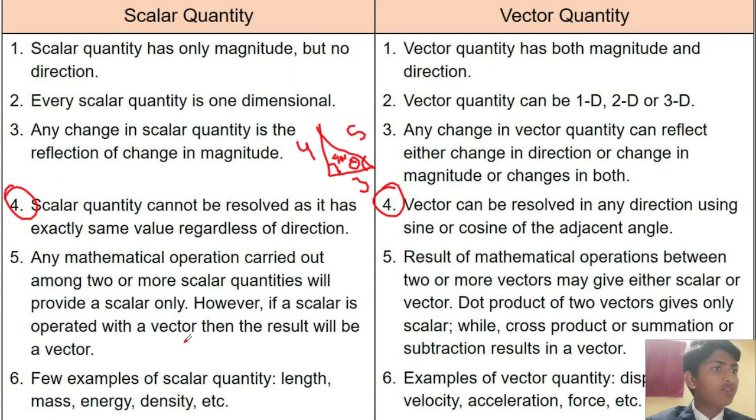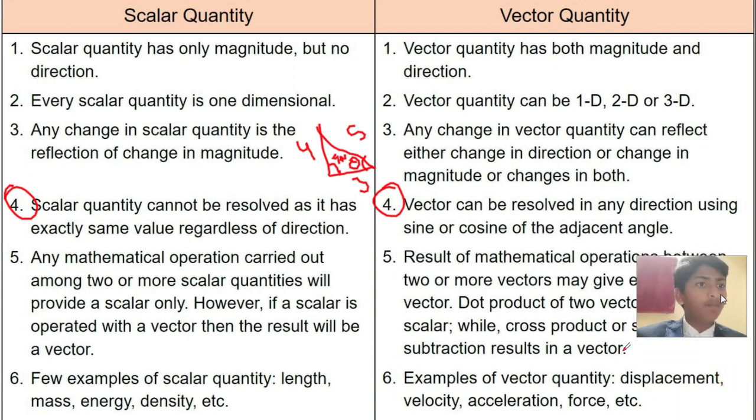A few examples of scalar quantity are length, mass, energy and density. Examples of vector quantity are displacement, velocity, acceleration and force, etc.